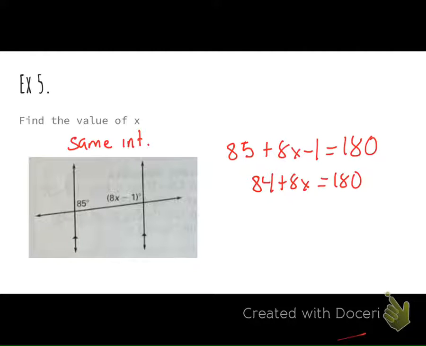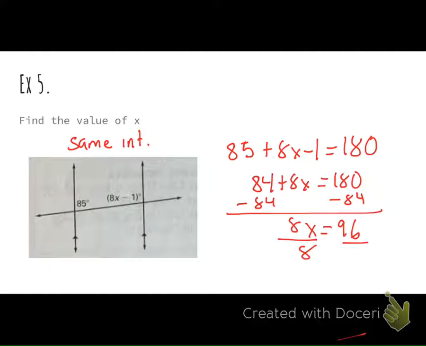Okay, we have to get the same type of terms on the same side. So what am I going to move? We're going to subtract that 84. So I end up with 8x equals 96. Last step, divide by 8. X equals 12.